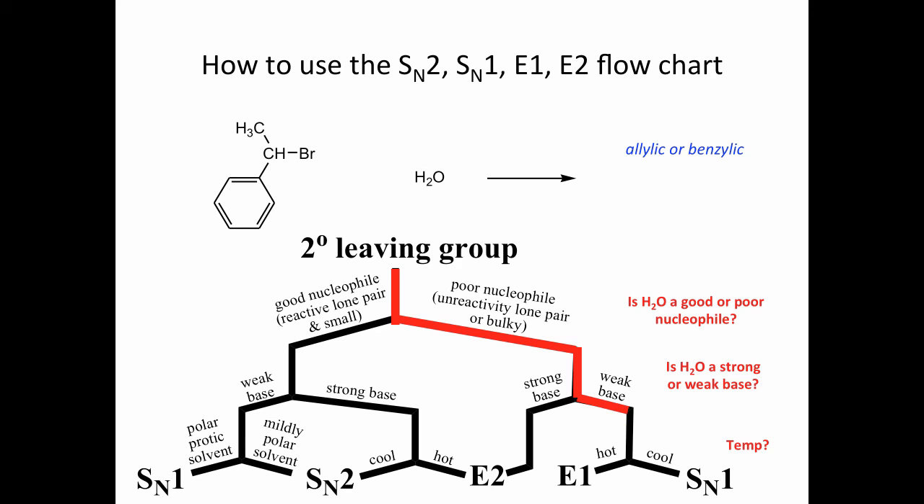Finally, we ask ourselves, what's the temperature of this reaction? There's no heat written over the arrow. We know we're going to get a mixture of E1 and SN1 because E1 and SN1 always compete, but at lower temperatures, SN1 is the major pathway.